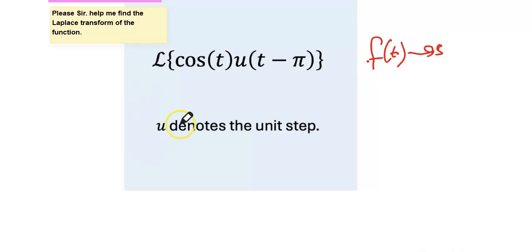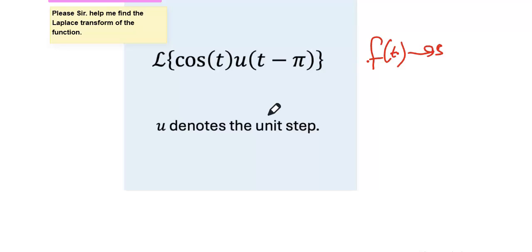Here, this u that you have actually denotes the unit step function, because you can see it is a unit step, and it shows you a unit step function. And from what I always tell you guys in class, conceptual understanding. What do you know in terms of Laplace transformation?